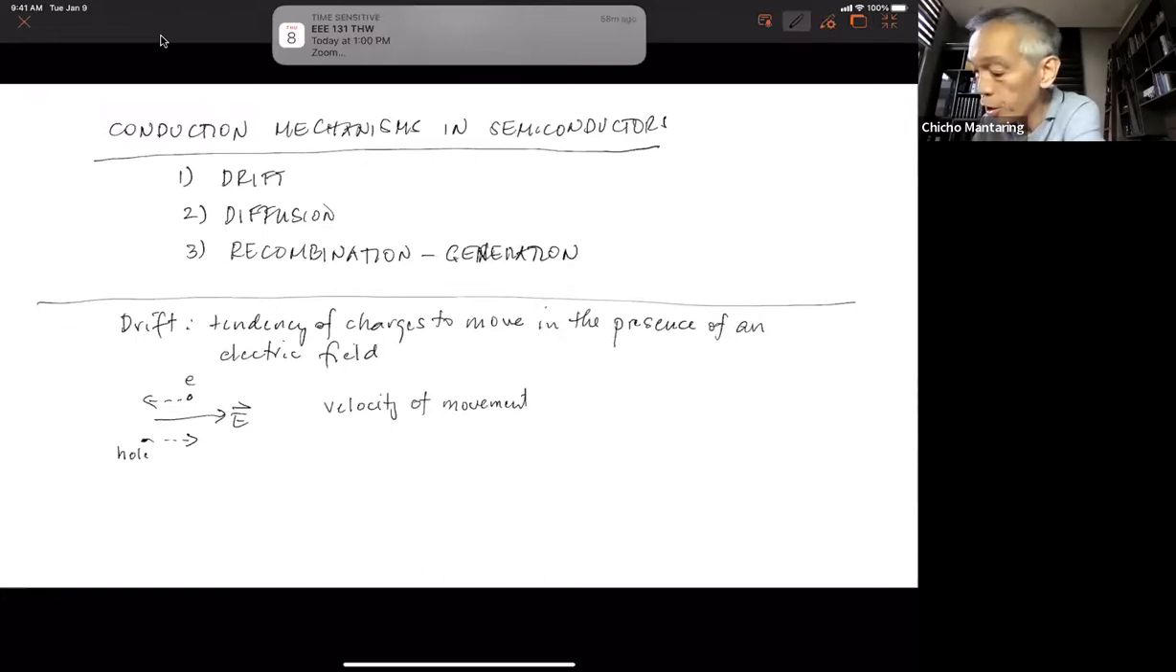is going to be proportional to the magnitude of your electric field. Proportional to the electric field intensity. In fact, V, this is velocity, is going to be equal to mu times E, where mu is what we call the mobility of the charge.